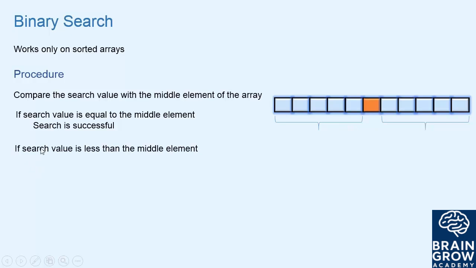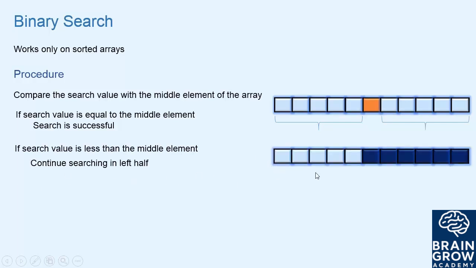Now if the value being searched is less than the middle element, then it must be present in the left half only because all values smaller than the middle element are present in the left half. So we continue searching in the left half and we eliminate the middle element and the entire right half from further consideration.